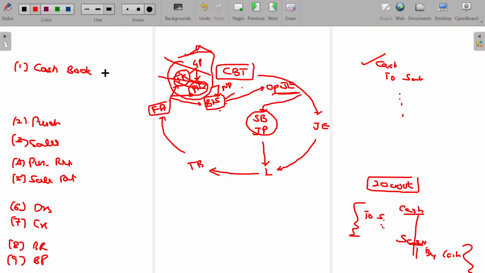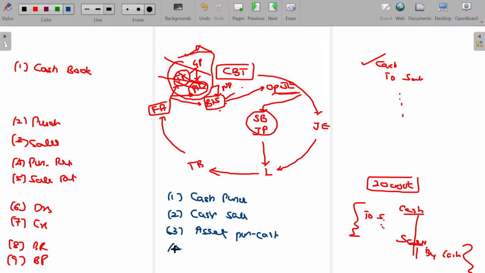Come on. See, I'll just give the example. Cash purchase, cash sales, and asset purchased in cash, and credit purchase, credit sales, and asset purchased in credit. Come on, tell me.